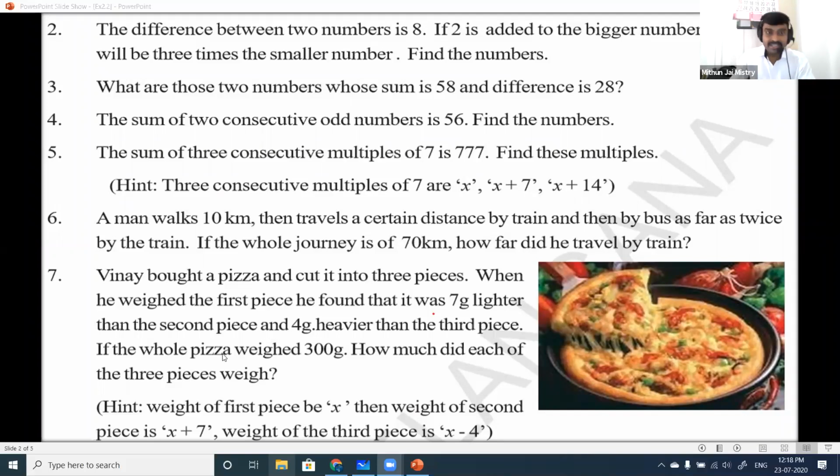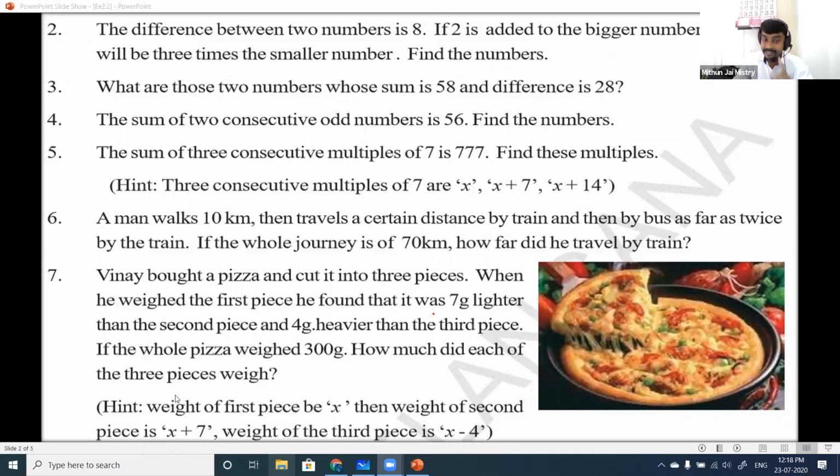Next thing is, if the whole pizza weighed 300 grams, meaning the total weight of the pizza is 300 grams, how much did each of the 3 pieces weigh? That means the weight of the first piece, second piece and third piece is what we should find. So the weight of the first piece we take as x because we don't know. The weight of the second piece will be x plus 7, and the weight of the third piece will be x minus 4.